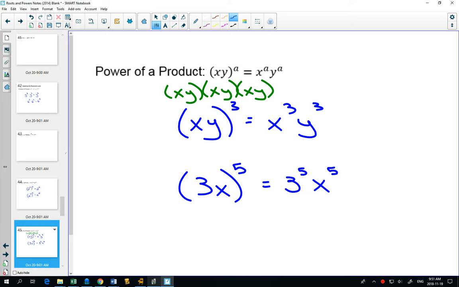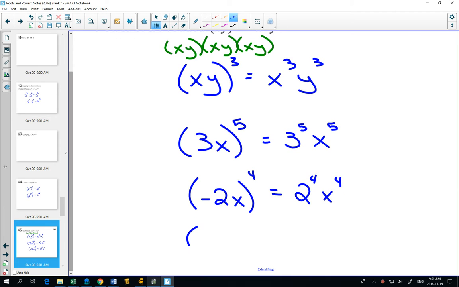This also works if you have a negative in there. What happens when you have a negative to an exponent of 4? It becomes positive. Then the 4 also goes to the 2, and the 4 goes to the x. And of course, it doesn't have to be two things. Let's say you have 2abc squared. Well, 2 squared is 4, a squared, b squared, c squared. You could have more than two things inside and have a power to a power.